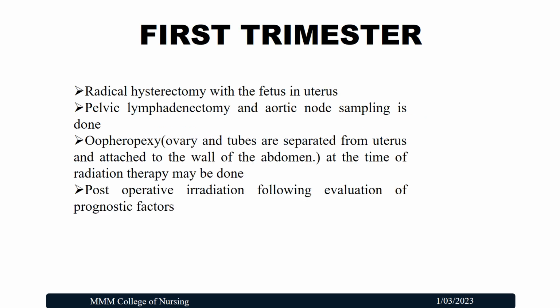So in the first trimester, radical hysterectomy with the fetus in the uterus. Pelvic lymphadenectomy and aortic node sampling is done. Oophoropexy at the time of radiation therapy may be done. Oophoropexy is where the ovary and tubes are separated from the uterus and attached to the wall of the abdomen at the time of radiation therapy. And post-operative irradiation following evaluation of the prognostic factors.